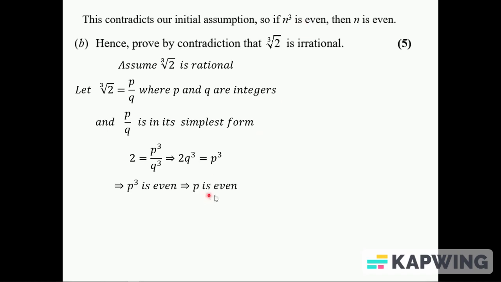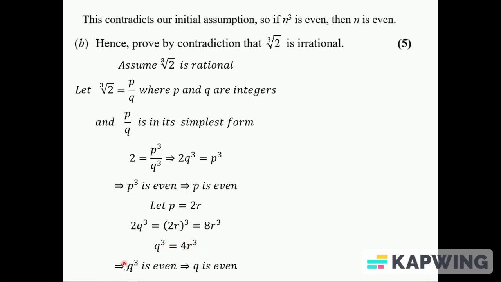And then from the first part, that implies that p must have been an even number. I can't cube an odd number and get an even number. So p is an even number, which means I can write it as 2 times r, 2 times something, and then I'm going to put this into here for p. So I have 2q cubed is 2r all cubed, which is 8r cubed. Divided by 2, I'll get q cubed is 4r cubed, and this is an even number as well. It's 4 times it, so it's definitely 2 times it.